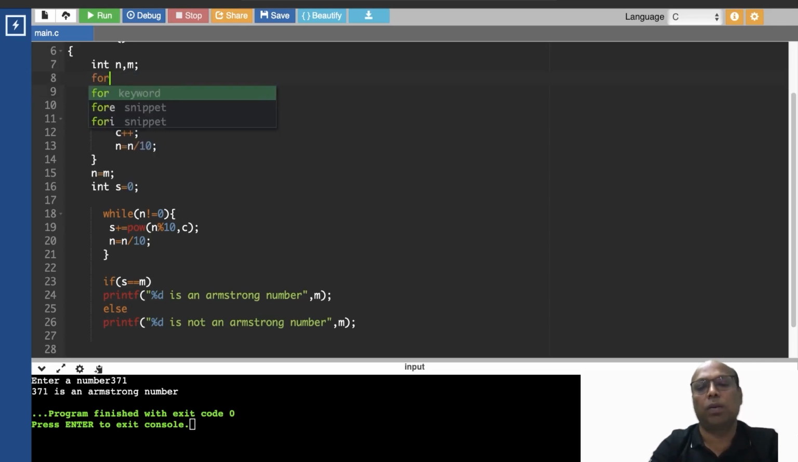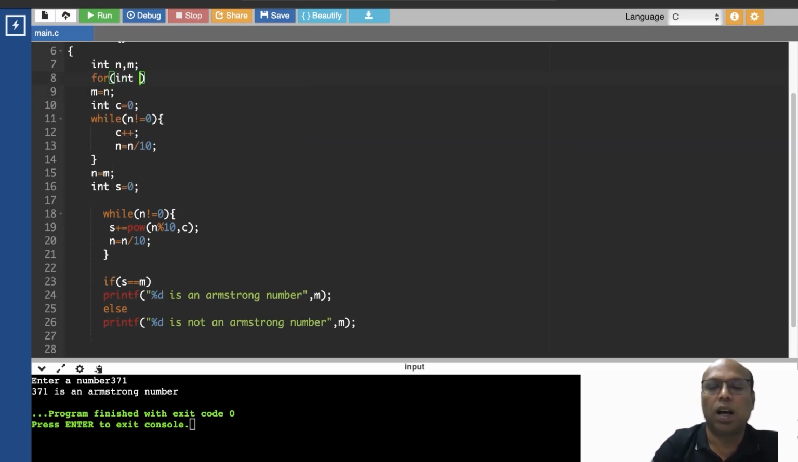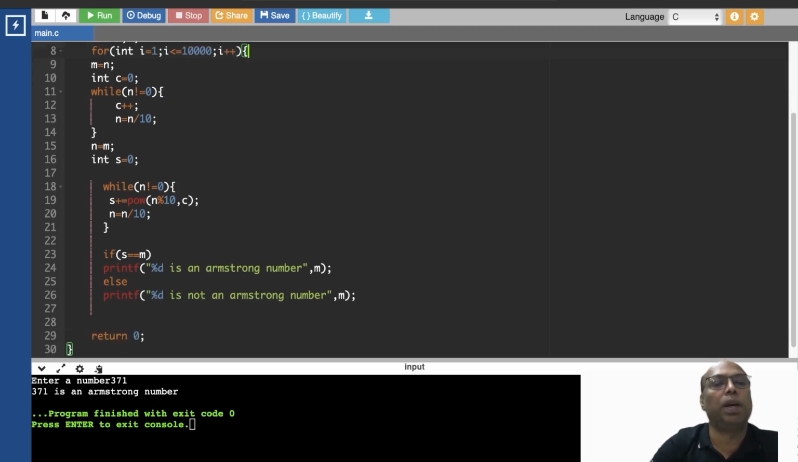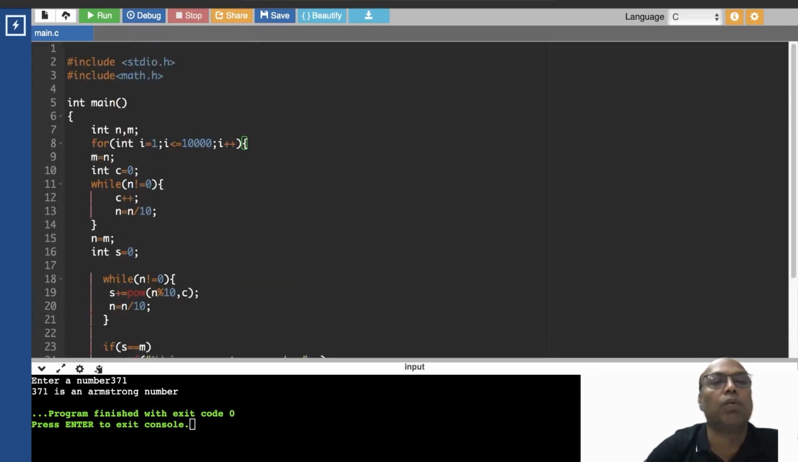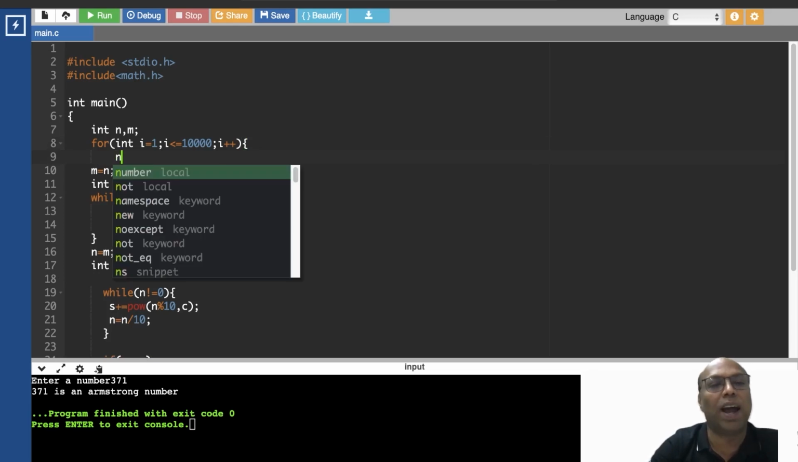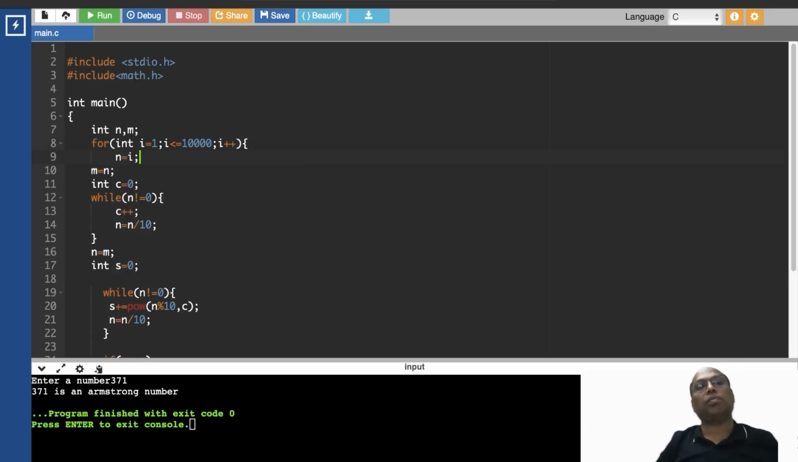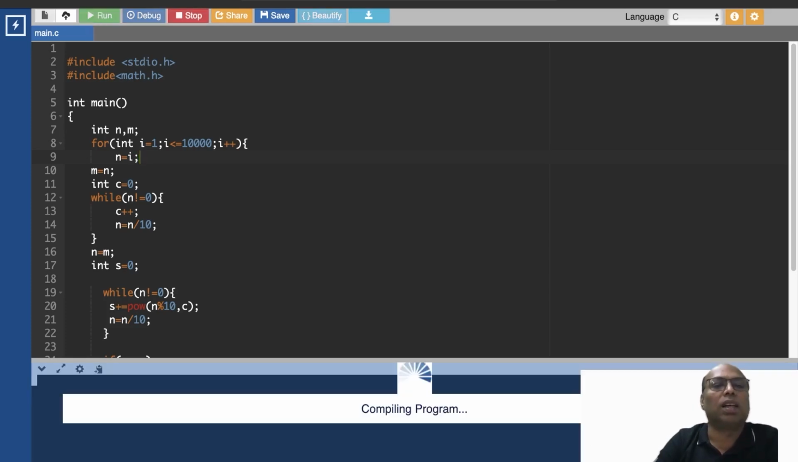Put a for loop: for integer i is equal to 1, i is less than or equal to 10,000, and i plus plus. The whole procedure is repeated. But what you did, if you remember, you were giving an input for n. Therefore, what is the input going to be? There you scanned. Here n is equal to i. Your i value keeps on going as an input to n. That's it.